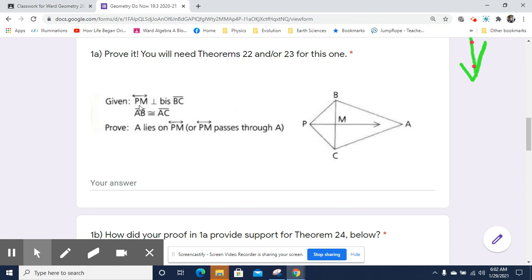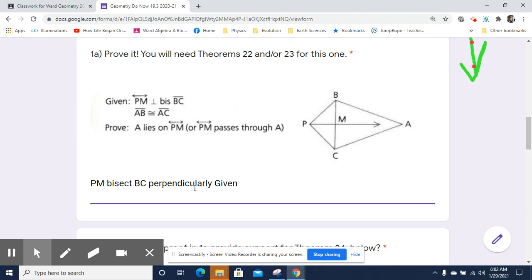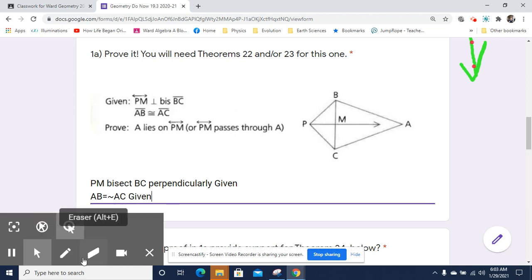So we have some information. We know that PM bisects BC perpendicularly. This symbol is perpendicular, and this is for bisection. So it's a perpendicular bisector for BC, given. Okay, so that's our first statement and first reason. AB is congruent to AC, given.